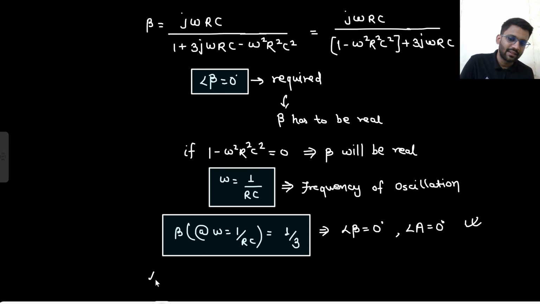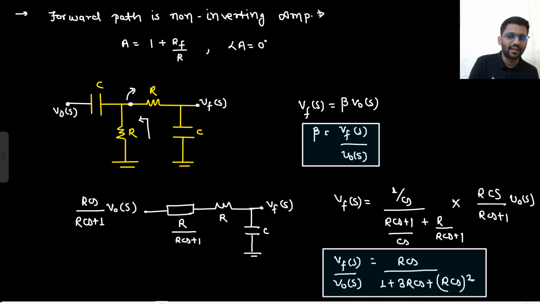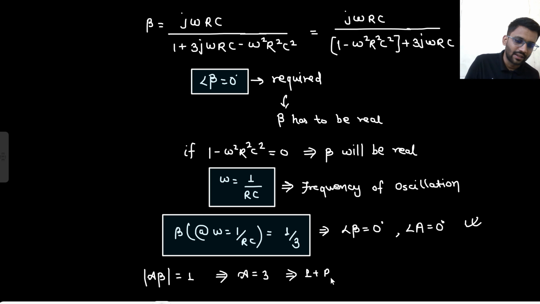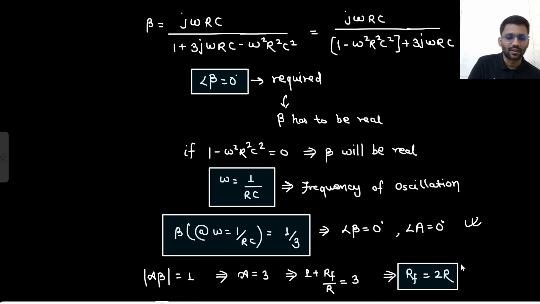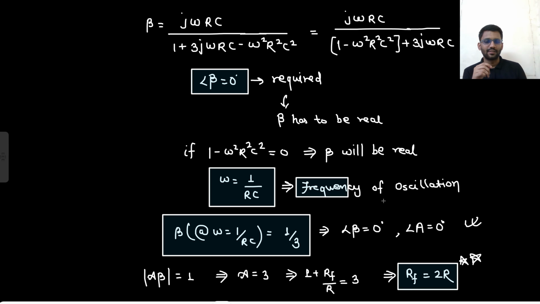What is the other condition? That is, the magnitude of A beta should be equal to 1. Beta is 1 by 3, so A should be equal to 3. What was A? A was 1 plus RF by R, and that should be equal to 3. So what is the value of RF you will get? RF should be equal to 2R. So for sustained oscillations, RF should be equal to 2R, say yes or no? Right? And this is the frequency of oscillations, and this is the final answer.